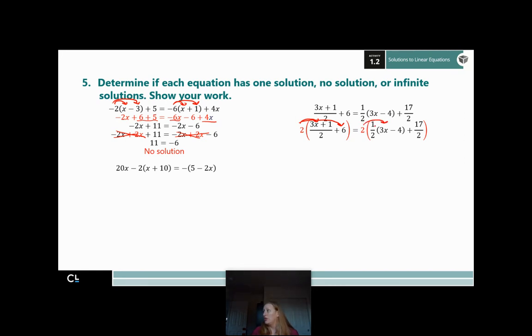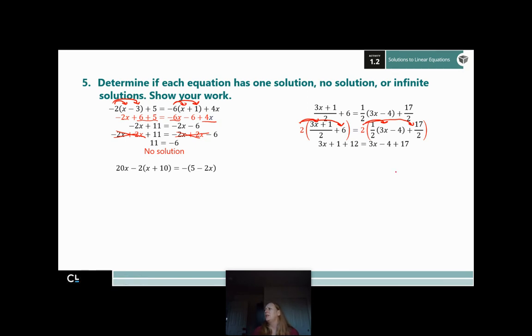So 2 times this first term, well, 2 times a half is 1, so that kills itself off. And then, of course, if I do 2 times 17 halves, the 2's will cancel, and I will just have 17. So when I multiplied 2 with the first term, the 2's canceled out. I just had 3x plus 1. 2 times 6 gave me 12. Over here, I did 2 times a half. That canceled out and left me with that 3x minus 7. And then 2 times 17 halves, well, the 2's canceled out, and I was just left with a 17.